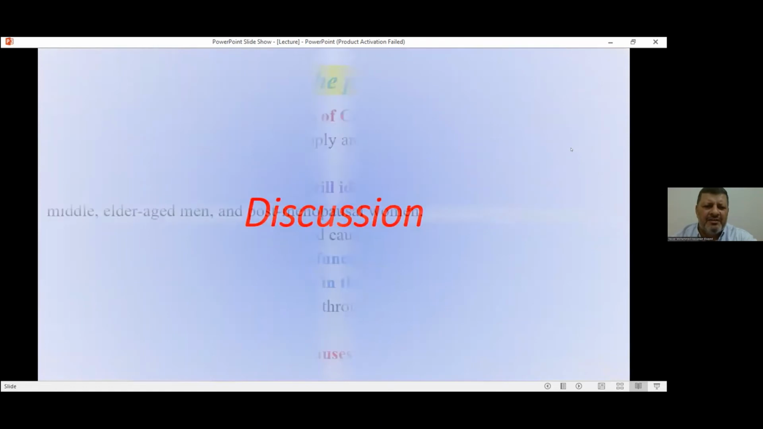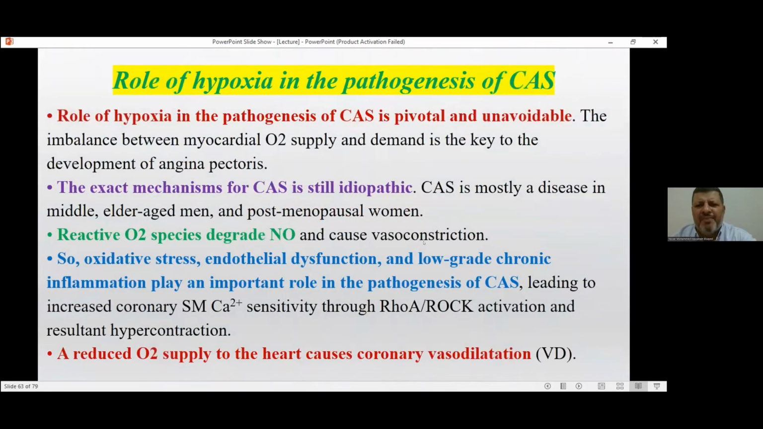Discussion. Role of hypoxia in pathogenesis of coronary artery spasm is pivotal and unavoidable. The imbalance between myocardial oxygen supply and demand is a key for development of angina pectoris. The exact mechanism in coronary artery spasm is still idiopathic. Reactive oxygen species decrease nitric oxide and cause vasoconstriction, so oxidative stress, endothelial dysfunction, and low-grade chronic inflammation play an important role in pathogenesis of coronary artery spasm.